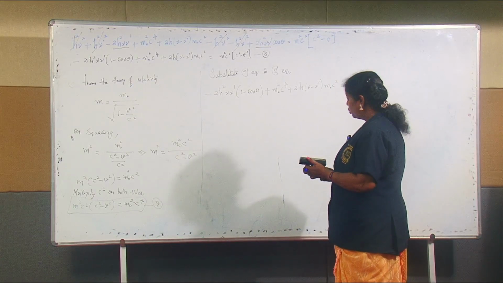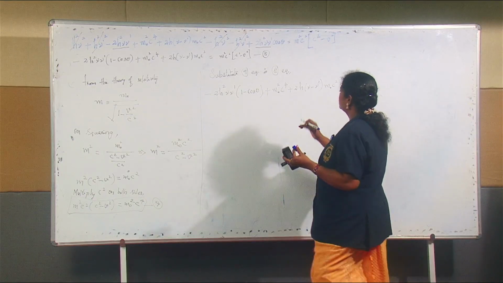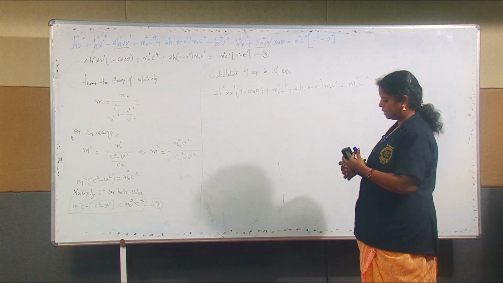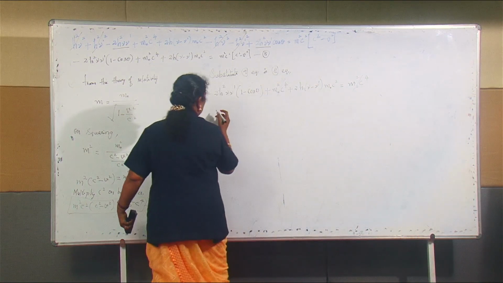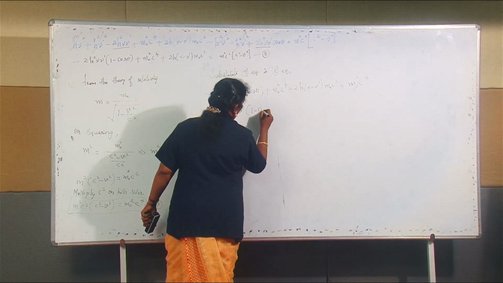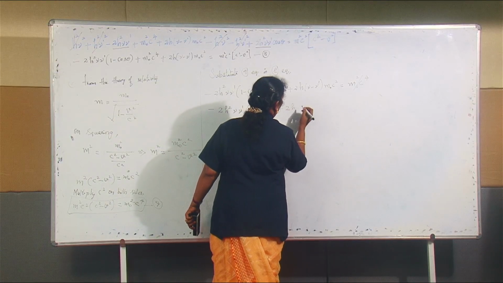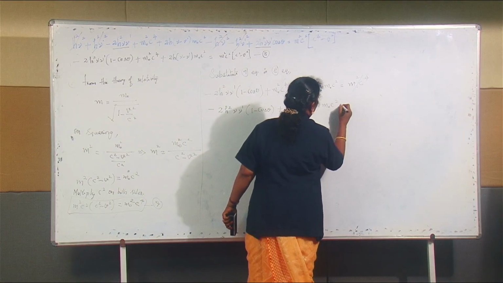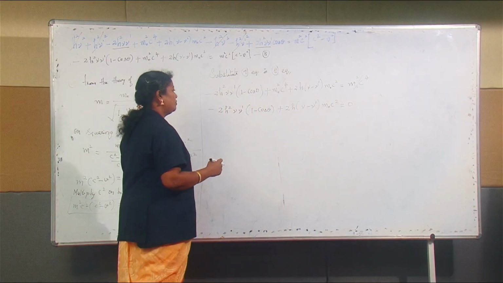And what are the common terms here on both sides? We have m naught squared c power 4. So we can cancel these two terms. Here on both sides we have m naught squared and c power 4, so we can cancel these, and now we get minus 2h squared nu dash (1 minus cos theta) plus 2h nu dash is equal to 0. So we can bring it to that side and simplify the equation.